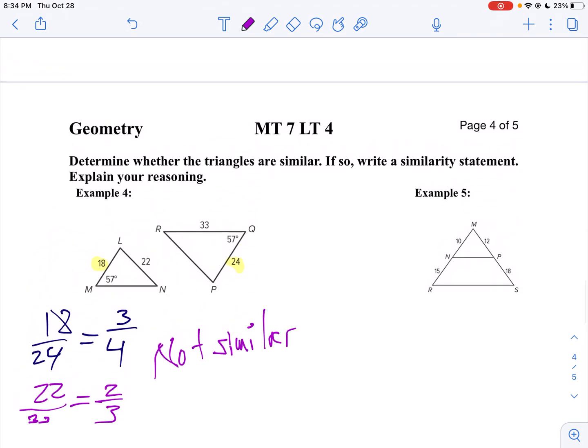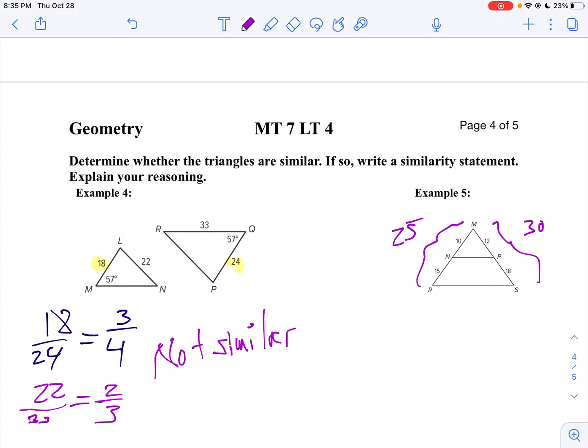Let's take a look at example 5. Now this one you've got to be careful of, because remember, we're comparing sides. So I want to look at the distance from M to R. So the distance from M to R is 25. And we'll look at the distance from M to P, and that would be 30. So let's set up our ratio here.